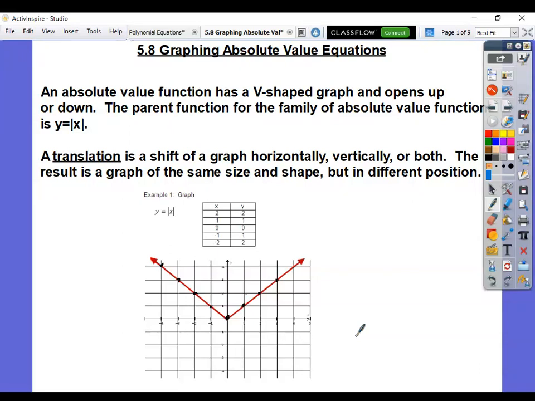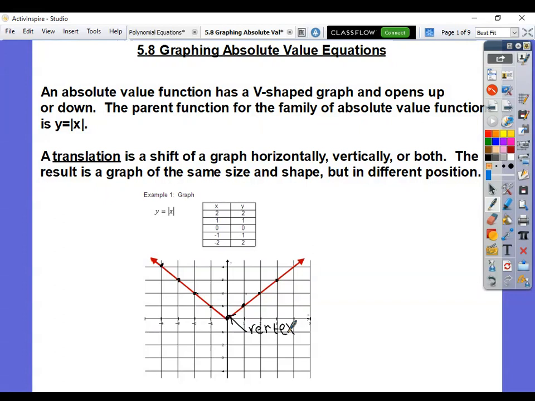Hi guys, today we're going to be looking at graphing absolute value equations. Remember, they're V-shaped. They mirror each other. They have a vertex, the highest or lowest point. So like this point here at (0, 0) is the vertex. Now, this is the parent function y equals absolute value of x.